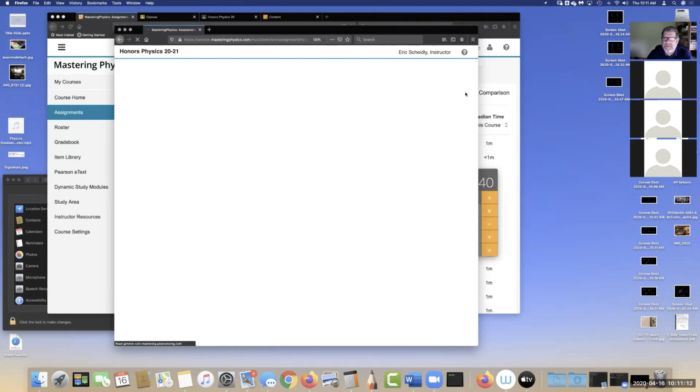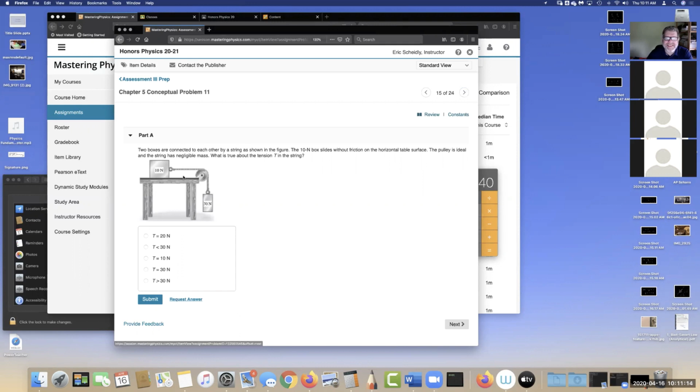Okay. Oh, look at this. This is just like the one that we just solved. Boxes are connected to each other by a string in the figure. The 10 Newton box slides without friction. There's no friction in this case. The pulley is ideal and the string has negligible mass. What is true about the tension T in the string? Ooh. We actually have to solve this.